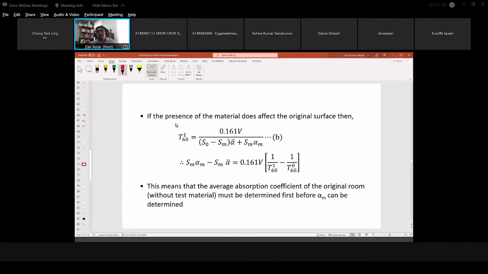If we just put the material on top of the floor, for example, then we know that the absorption of the chamber will change, or the total surface area will change. That means we have to do some minor modification to the equation. So we have to use this modified equation instead to find our absorption coefficient for that particular material.